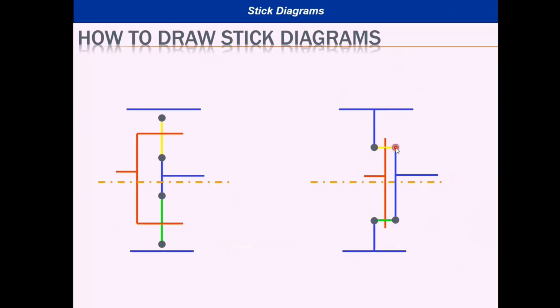Here the diffusions are shown horizontally, polysilicon is drawn vertically. We can even extend the polysilicon and apply the input at the bottom or top. The top metal layer is VDD, the bottom metal layer is ground. Output is taken here. So it is not the only way of drawing a stick diagram. We can draw by any way.